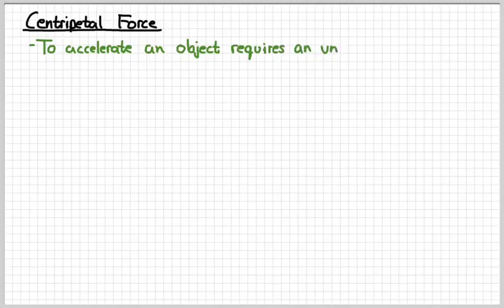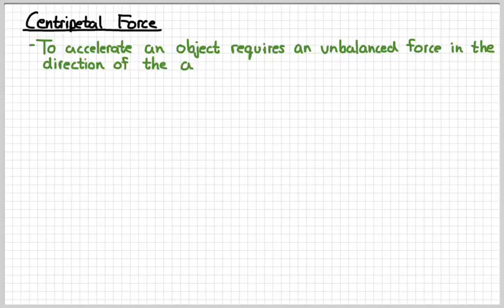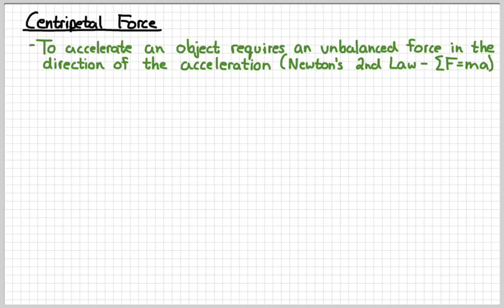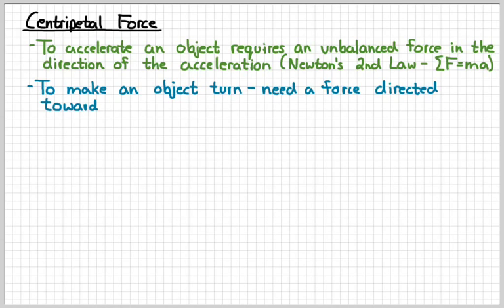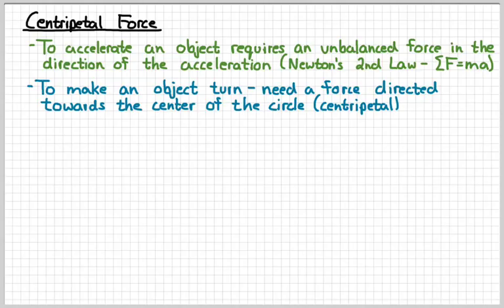Of course, if we're going to have an acceleration, that means that we need to have a force somehow, some way. So remember Newton's second law. To accelerate an object means we have to have an unbalanced force in the direction of the acceleration. That would be our net force equals ma equation. And so in order to make something turn, we have to have a force directed towards the center of the circle, or towards the axis if you like. Again, we can use that adjective centripetal to describe such a force.